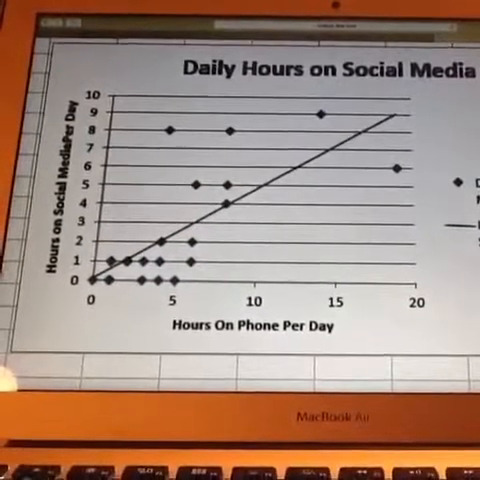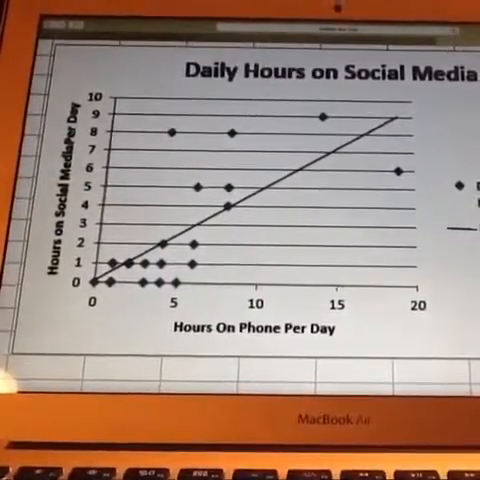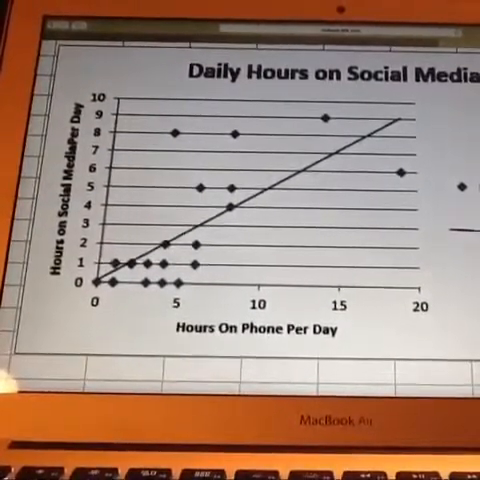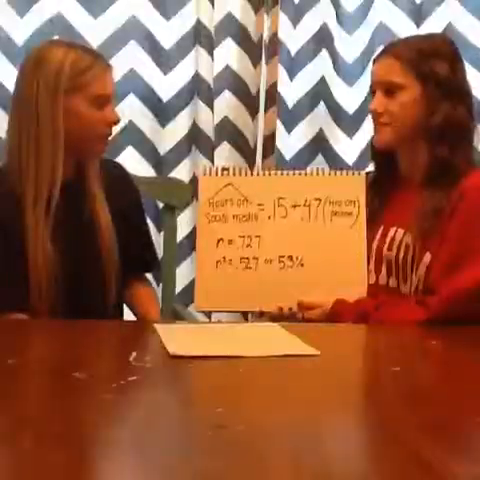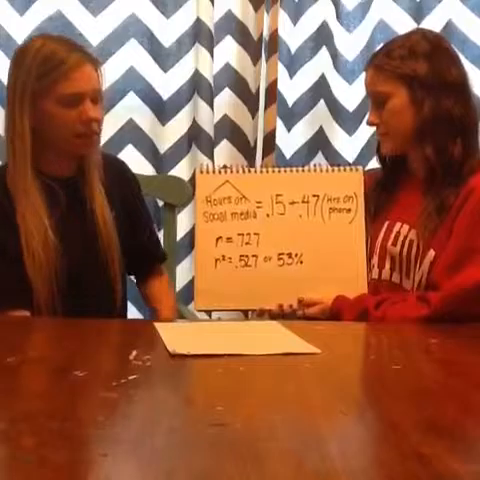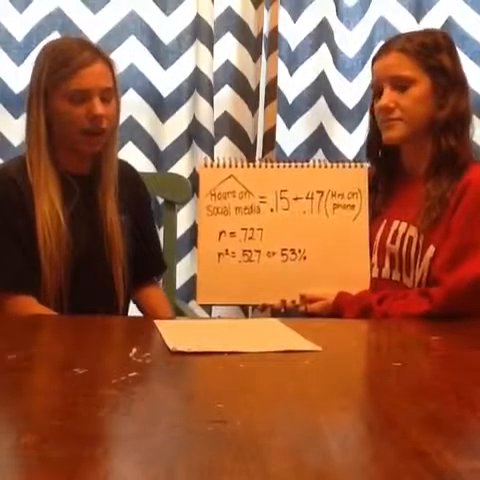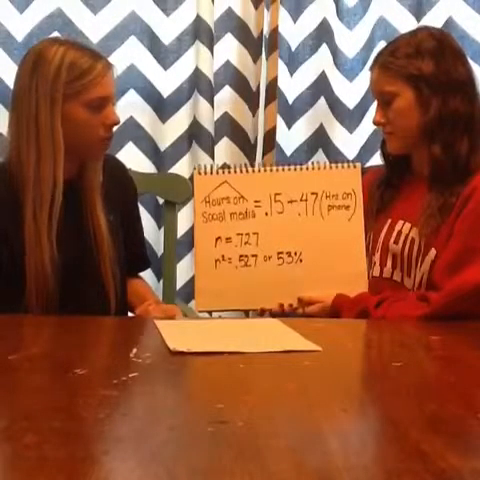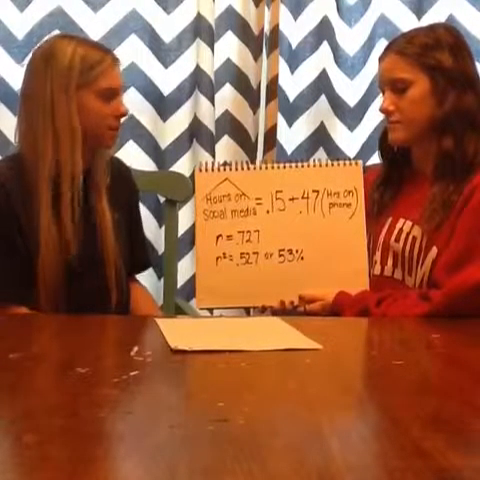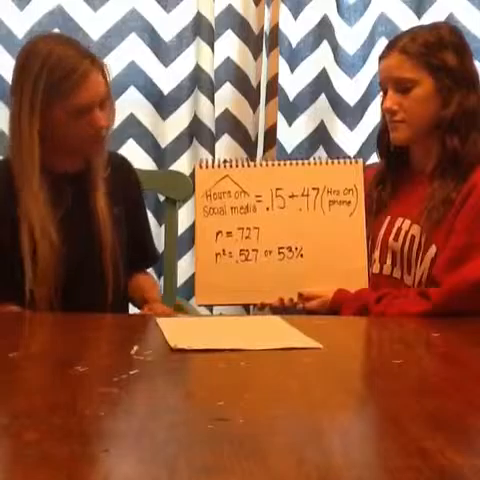This is our scatter plot of the data with our line of best fit. The slope in context is 0.47 hours, and it is predicted that for every 1 hour increase of phone usage, the amount of time spent on social media is increased by 0.47 hours.